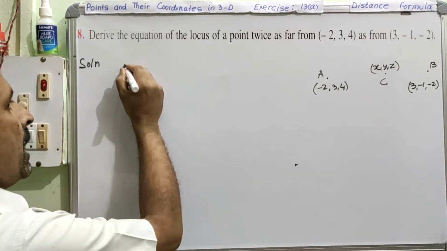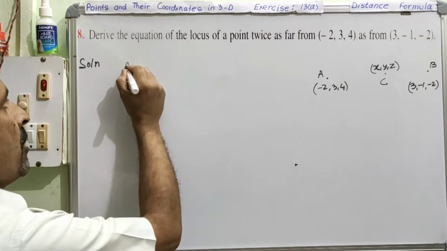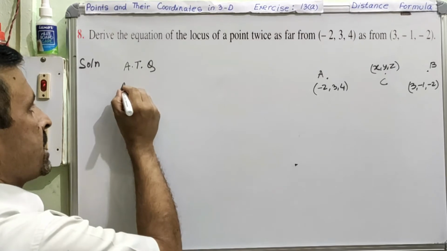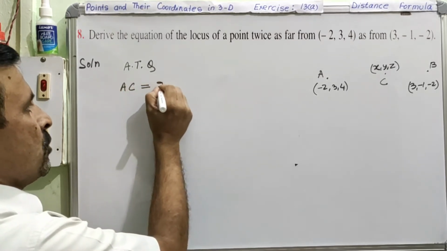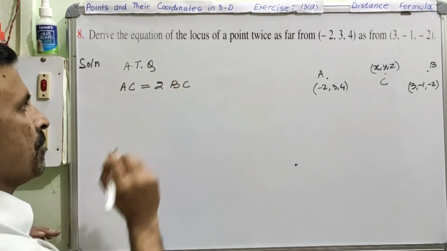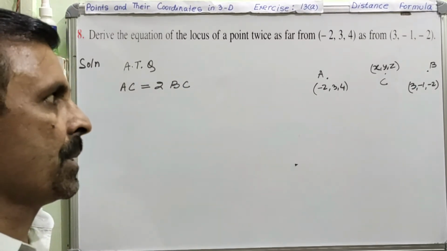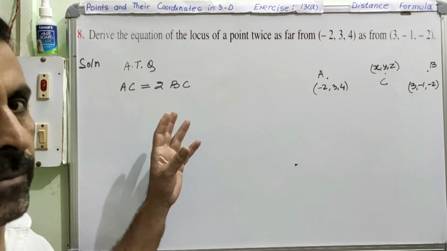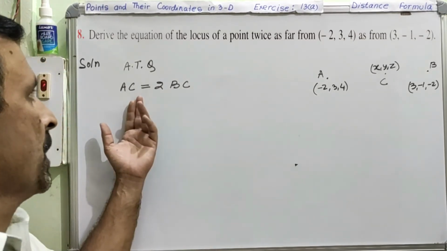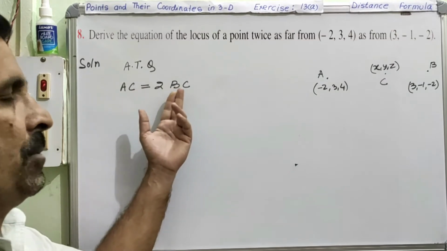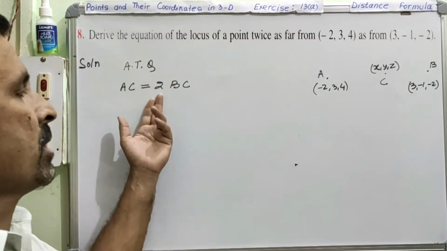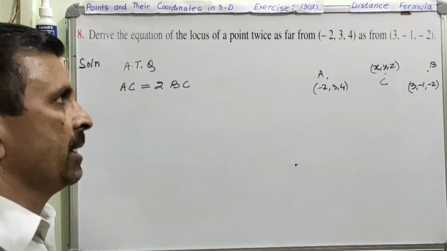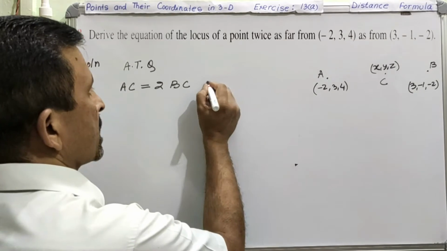So according to the question, AC is 2 times more than BC, right? So if you connect this question number 8 with question number 7, you will find it very, very close, right? So in the previous question it was AC is equal to BC, but here it is a little different. AC is 2 times more than BC. Then in the previous question what we did is we squared on both sides. Here also we will do the same thing. We will square on both sides.